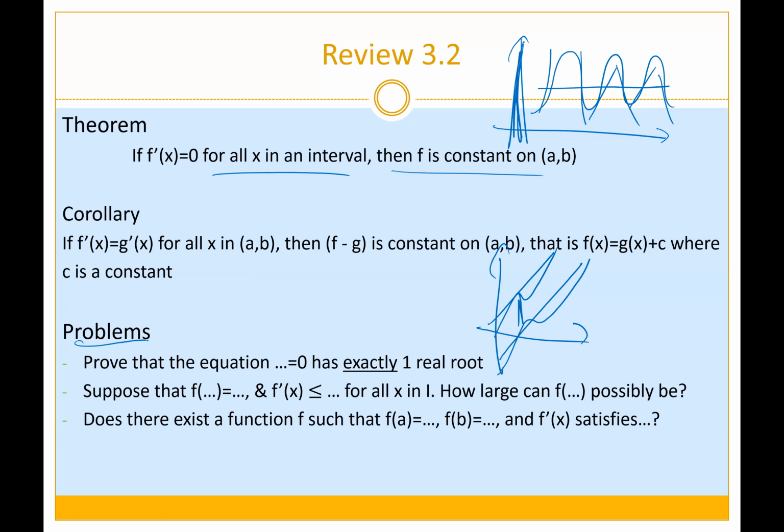Some of the problems that you might be asked in this section are to prove that some equation, say f(x) = 0, has exactly one real root. Learning about it before midterm 1, we have the intermediate value theorem, which allows us to conclude that there exists at least one root in an interval. But the mean value theorem will allow us to conclude whether that root is unique or not.